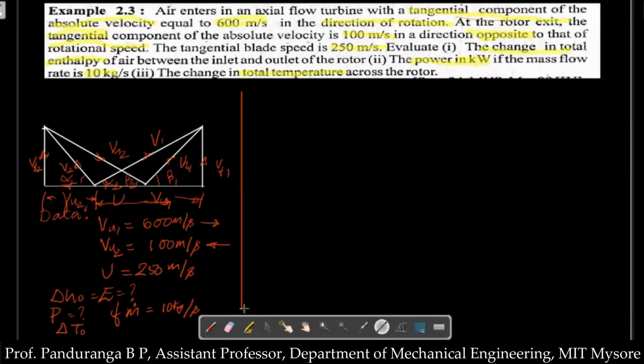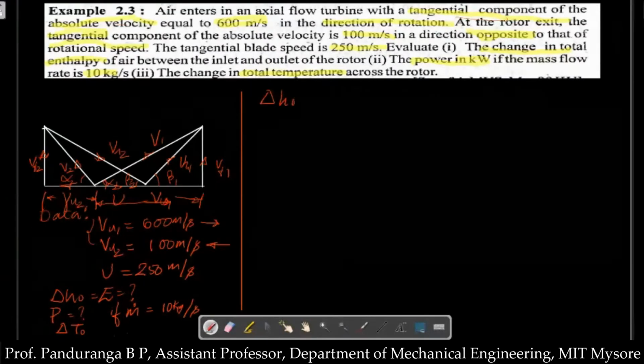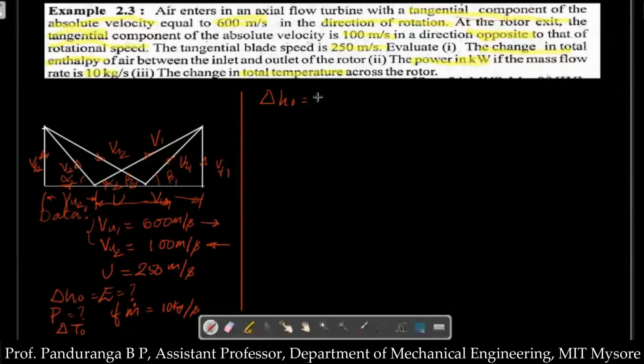So this is also a very simple problem. Here we don't have to find out VU1 and VU2. They have already given the values of VU1 and VU2. So I can write delta H naught will be equal to, we know that from the Euler's equation, energy will be equal to U into VU1 plus or minus VU2.